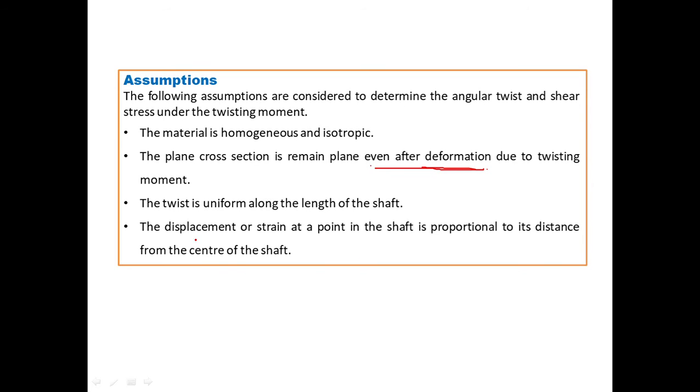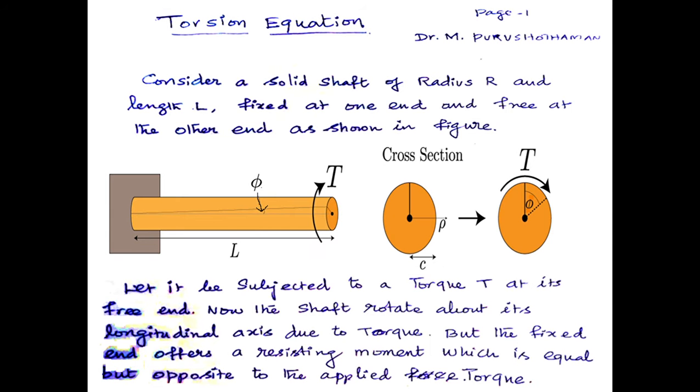The fourth assumption is that the displacement or strain at a point in the shaft is proportional to its distance from the center of the shaft. That is, the strain is proportional to its radius. These are the assumptions we consider in the design of torsion.